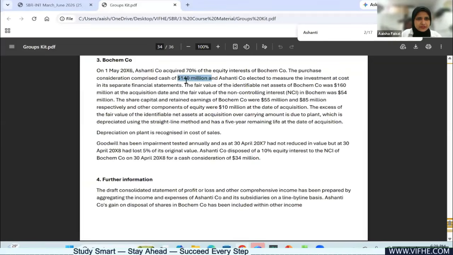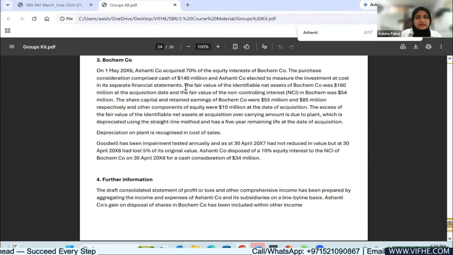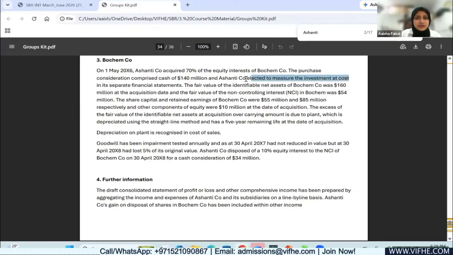$160. Why would you say $160? It's $140, no? Comprised of the cash. You're saying because the fair value of the net identifiable assets is 160, right? Yeah, that is a valid question. Why not the fair value? Why are we taking this? Because in the single entity statement, they elected to measure it at cost. They elected to measure it at cost.